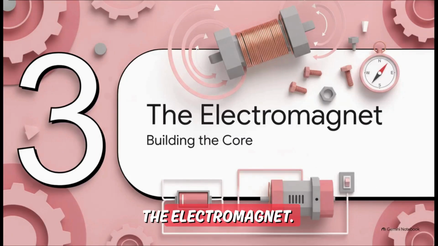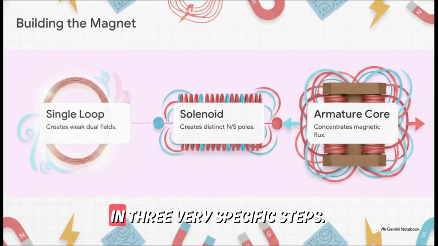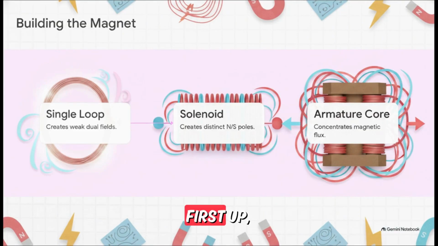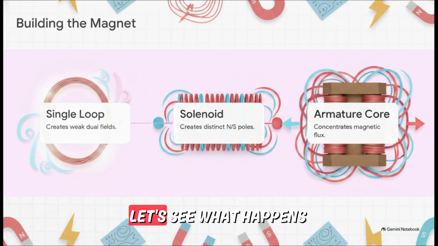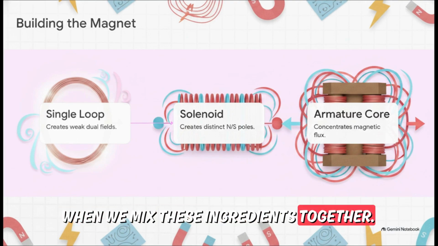Section 3, the electromagnet, building the core. Well, we're going to build our solution in 3 very specific steps. First up, we start with a simple, single loop of wire. Next, we multiply that loop into a solenoid coil. And finally, we introduce an armature core. Let's see what happens when we mix these ingredients together.